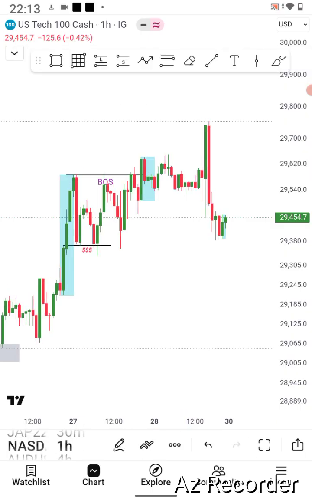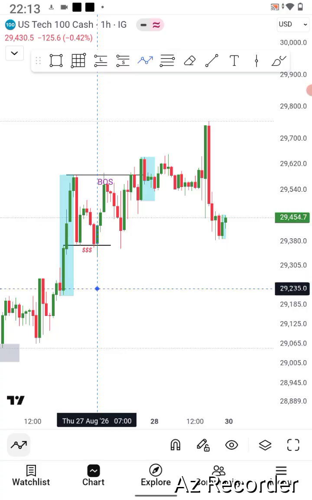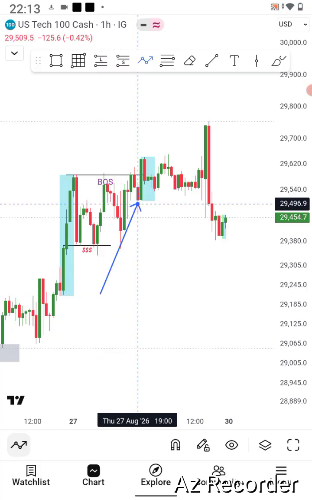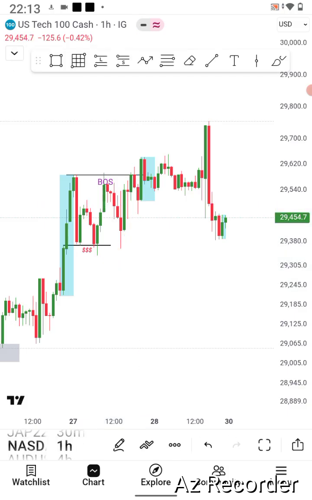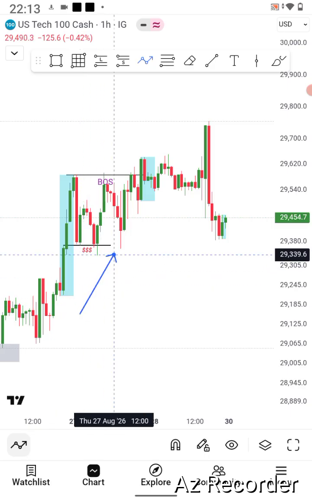Okay, now what caused that break of structure? It should be an order block. Okay, an order block caused the break of structure. And where is the order block? I picked this. This is the order block that broke the structure, this particular one. Are you seeing it now? That's what I marked as my order block. So let's mark that.